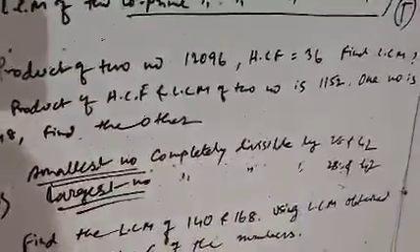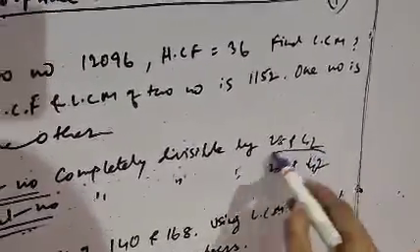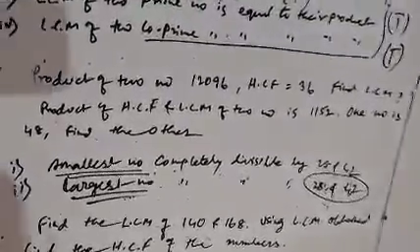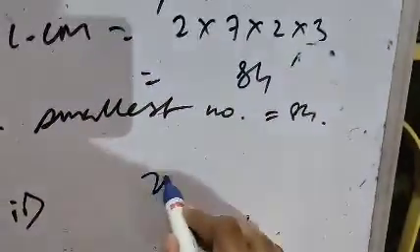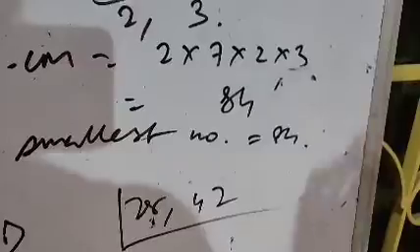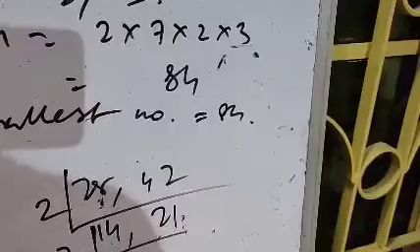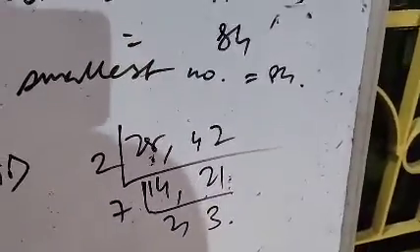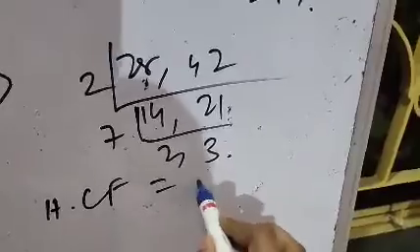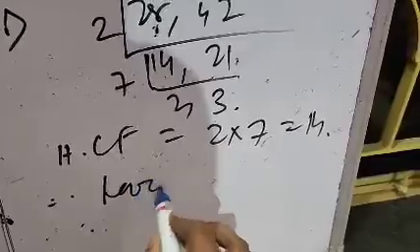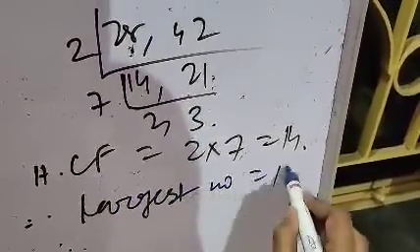This is your answer. Next, the largest number. If it is given as the largest number, then we have to find the HCF of 28 and 42. That will be your answer. So if we have to find the largest number, we find the HCF: 2, 14, 21, 7, 14. So your HCF will be 2 into 7, that is 14. So this will be your answer. Therefore, the largest number will be 14.